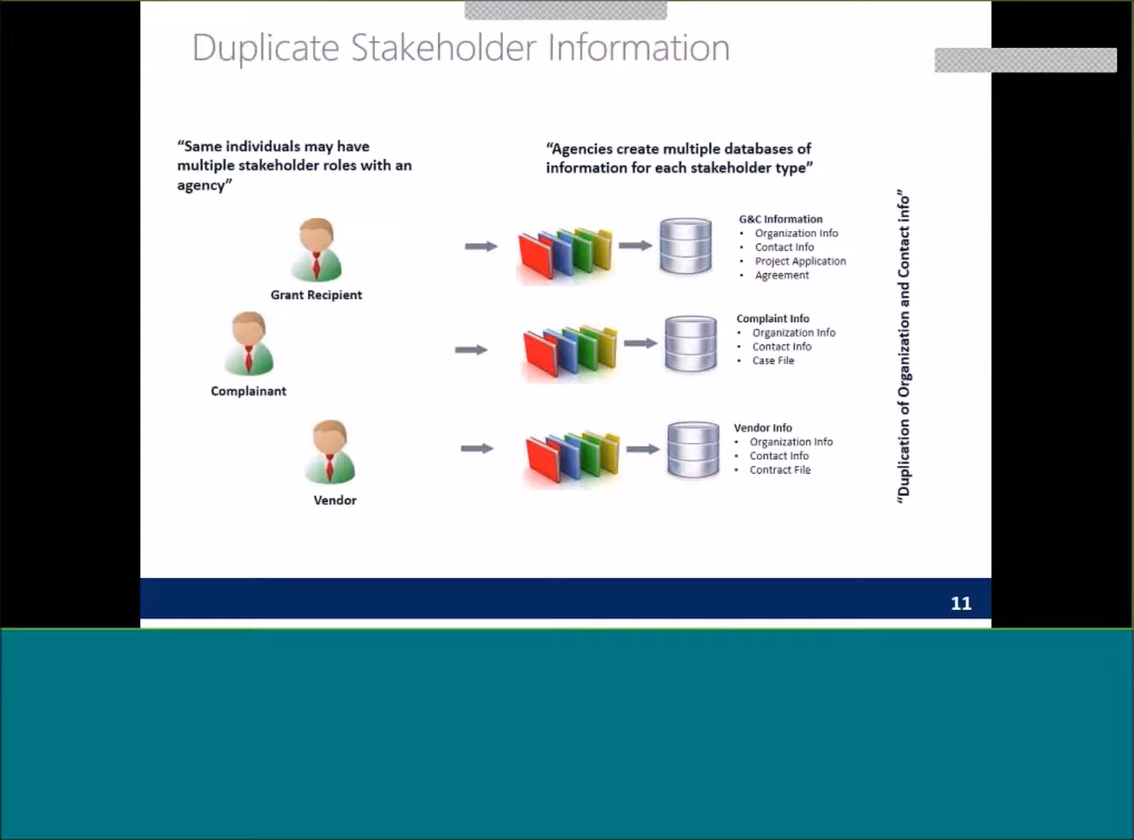So on this next slide, we see that you could have an individual on the left there. You could have an individual that has multiple roles. So an individual could be, say, a grant recipient. They could be a complainant, complaining about something.